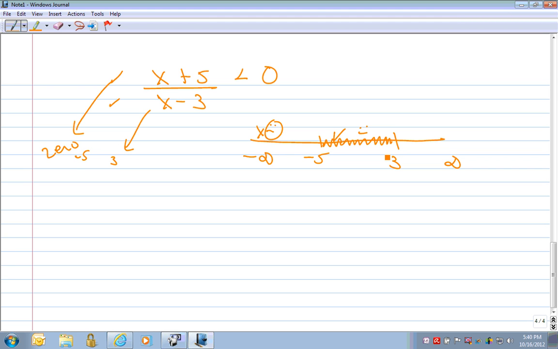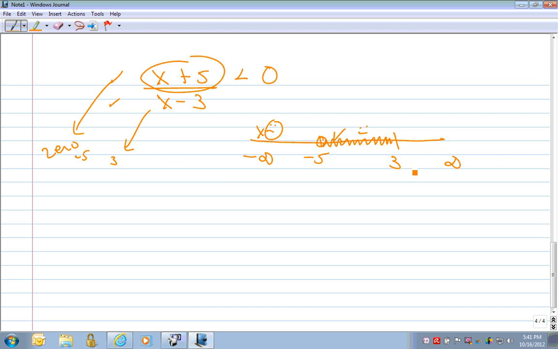When you get to those critical values, you have to think, if I plug in negative 5, that'd make a 0 in the numerator. Okay? 0 in the numerator just makes the whole fraction 0. Is this 0 less than 0? No, it is not. So negative 5 will not get included.